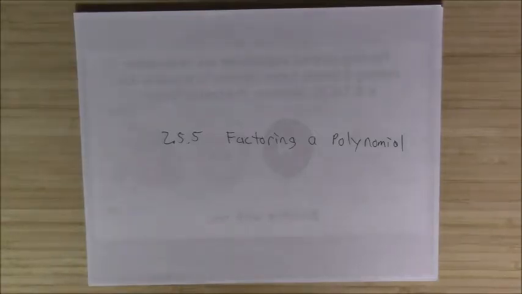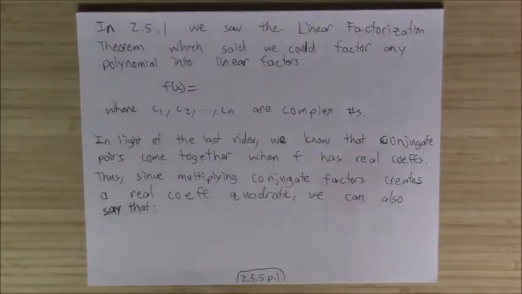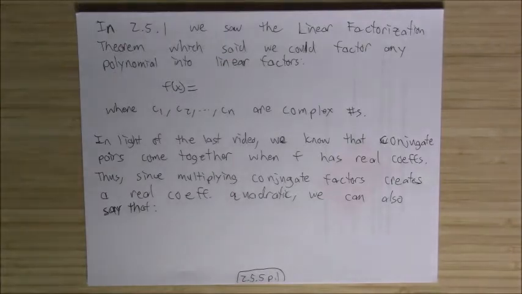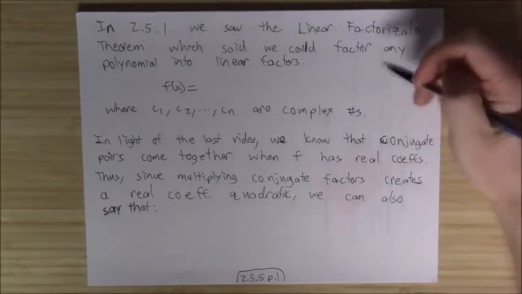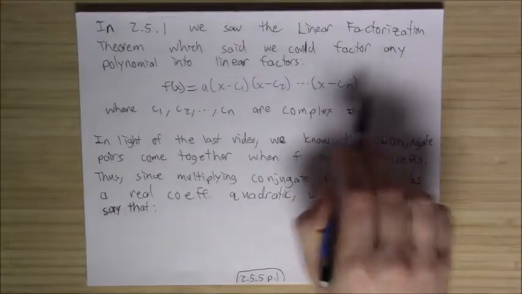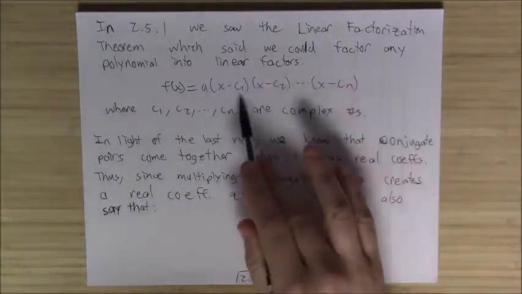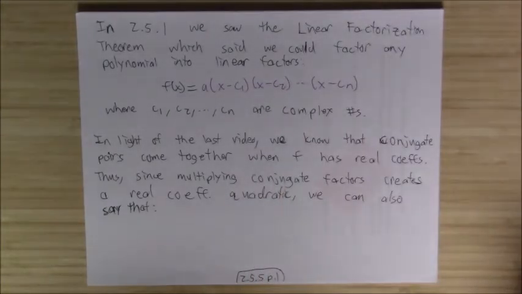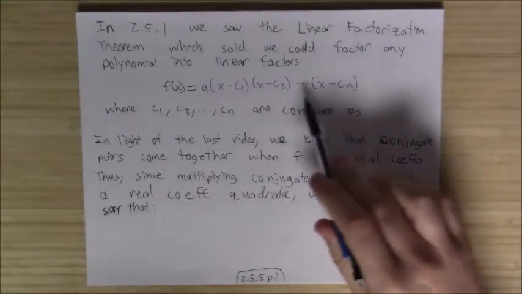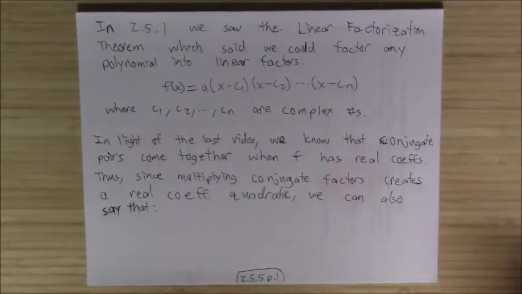In this video, we'll be talking about putting everything we've learned together to factor a polynomial. We saw in video 2.5.1 that the linear factorization says that we can factor any polynomial into linear factors, i.e., after pulling off the leading coefficient a, we should be able to factor it into x minus c1 times x minus c2 all the way down to x minus cn, where c1, c2, all the way up to cn are complex numbers in general.